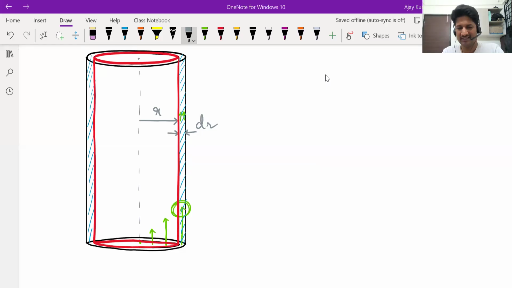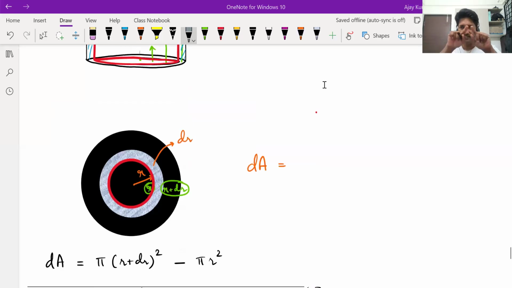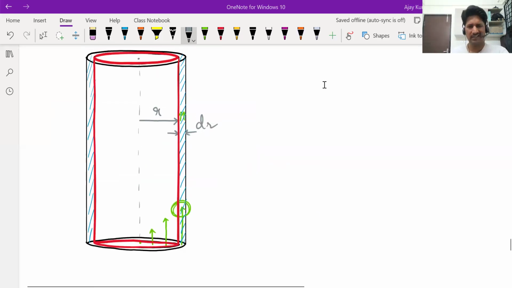For thin regions, this is how you find areas and volumes. If it's volume, area multiplied with the small thickness. If it's area that you want, like a ring element's area, length multiplied with the small width will give you the area. And I'm sure you all must have used this a lot of times.